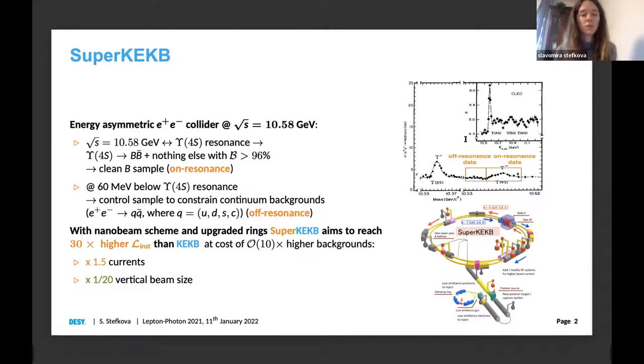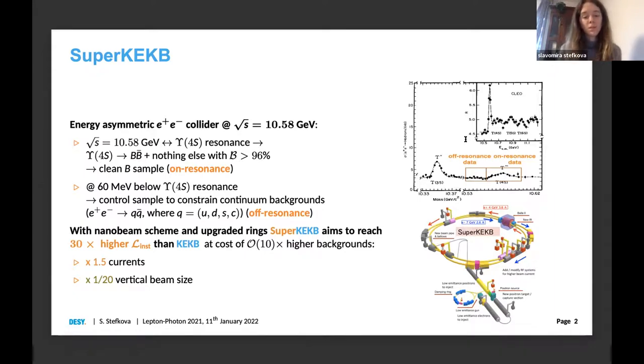So this will usually be referred to in this talk as the on-resonance data. In order to have a control sample for a particular type of background that we have, which is e+ e- going to a pair of light quarks, also known as the continuum background, we also collide the electrons and positrons 60 MeV below this Upsilon 4S resonance. And this will usually be referred to as the off-resonance sample.